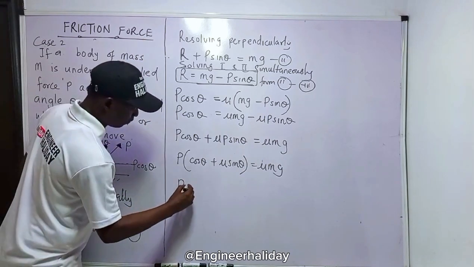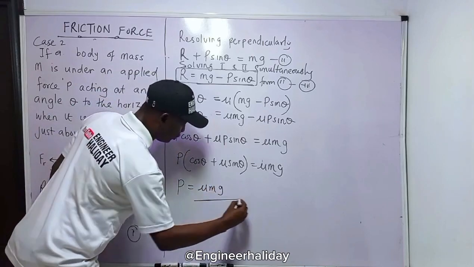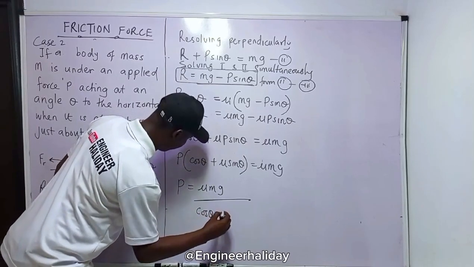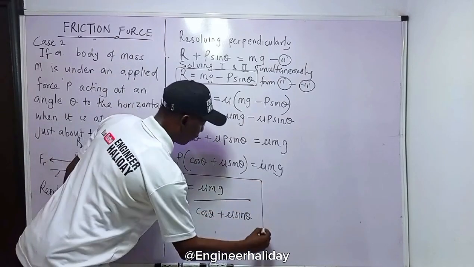They can ask you to calculate P. You can get P, in case it is not given, as mu mg over cos theta plus mu sine theta. So this is the formula.